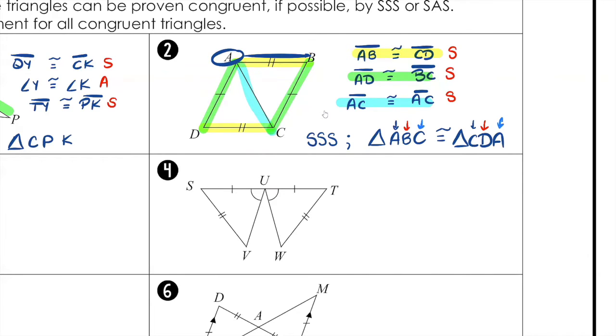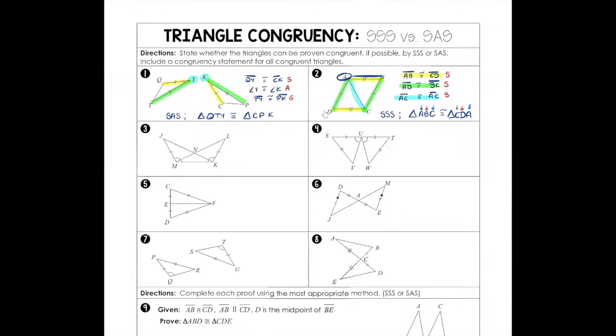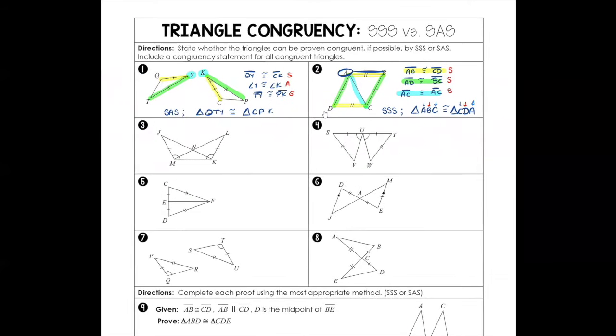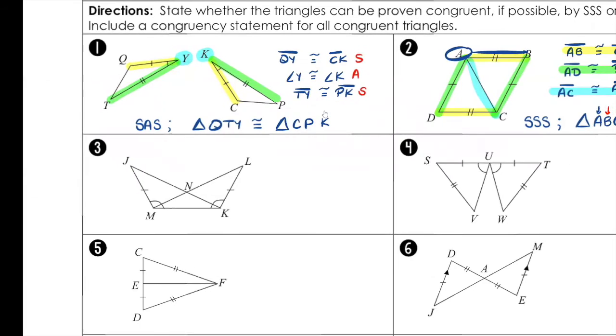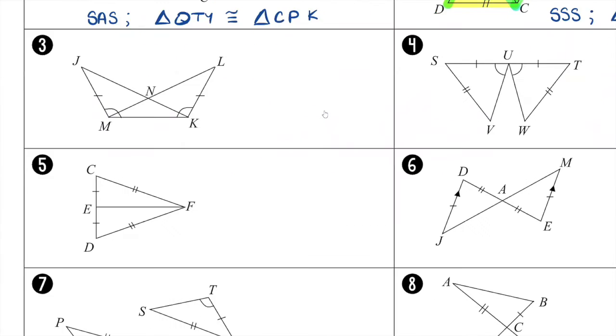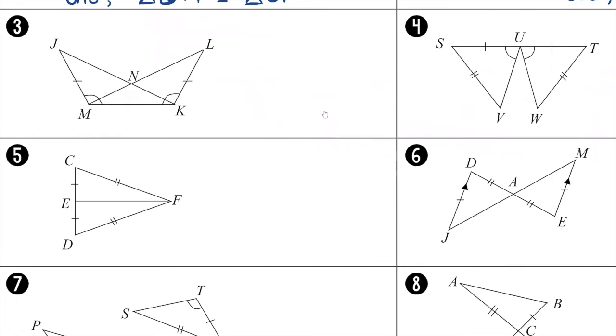Is there a way of checking it? Is that kind of a way to double check? Sure. Yeah, absolutely. Number 3. These are the ones that start to mess with y'all's brains. What do we know? What do we see?